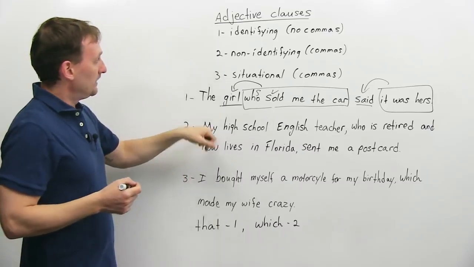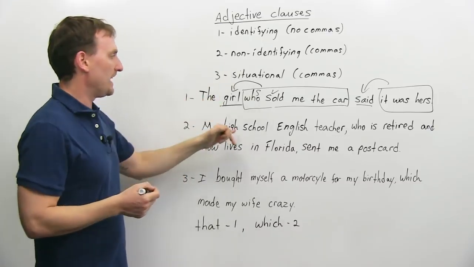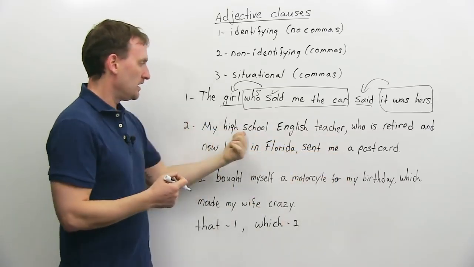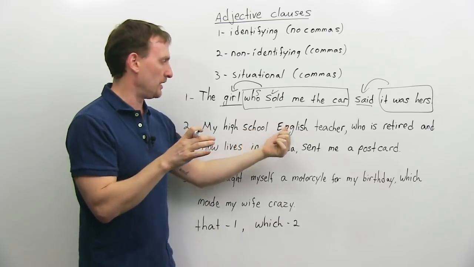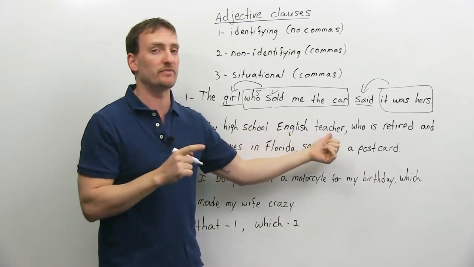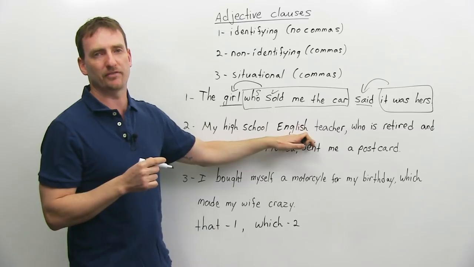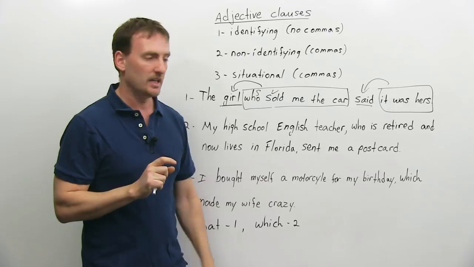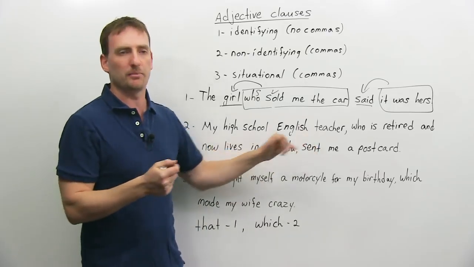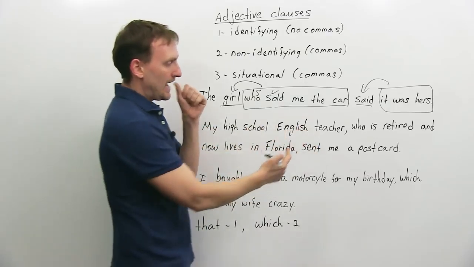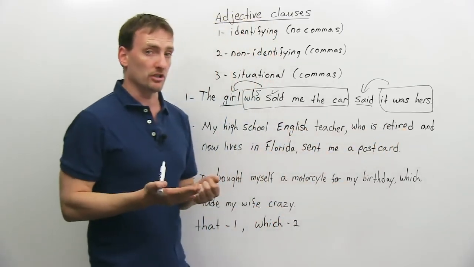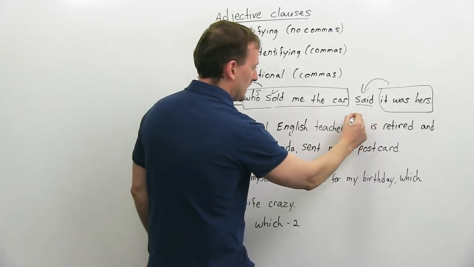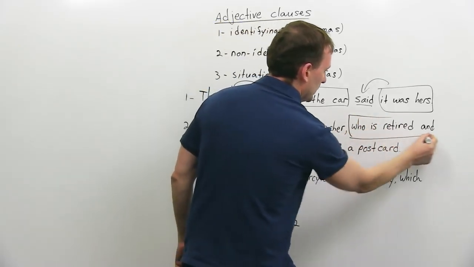Okay. Let's look at the non-identifying clause. "My high school English teacher." Now, we're talking about my high school. So I went to one high school, and we're talking about one specific class and therefore one specific teacher. So she's already been identified. My high school English teacher, that's a very specific person. So I don't need to identify her anymore. I've already identified her. So now I'm going to give you some information about her, but it's all extra. If I take this clause out, it actually starts here.